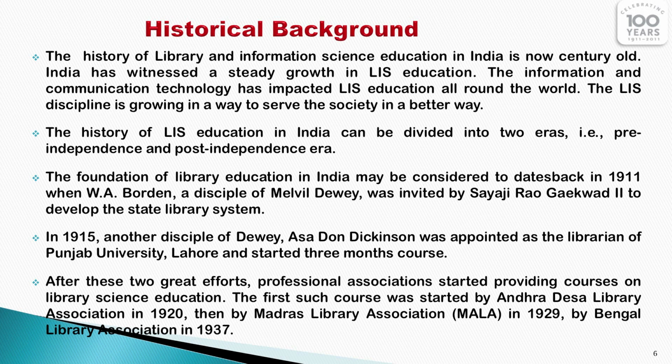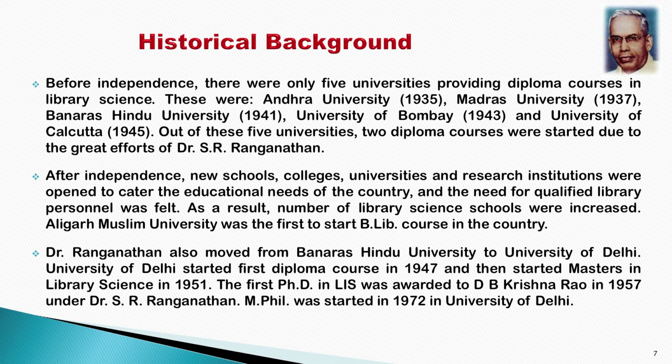The first such course was started by Andhra Desa Library Association in 1920, Madras Library Association in 1929 and Bengal Library Association in 1937. Before independence, there were only 5 universities providing diploma courses in library science. These were Andhra University, Madras University, Banaras Hindu University, University of Bombay and University of Calcutta. Out of these 5 universities, 2 diploma courses were started due to the great efforts of Dr. S.R. Ranganathan.